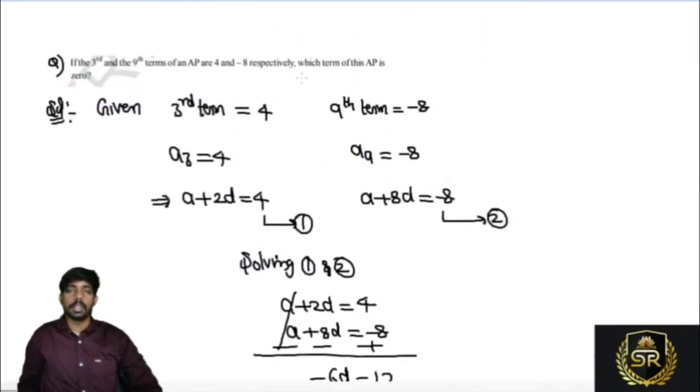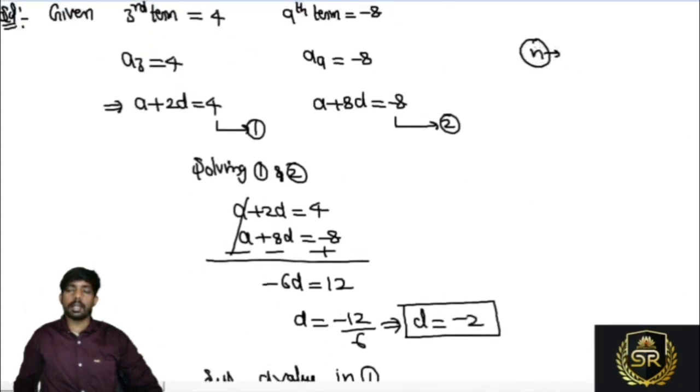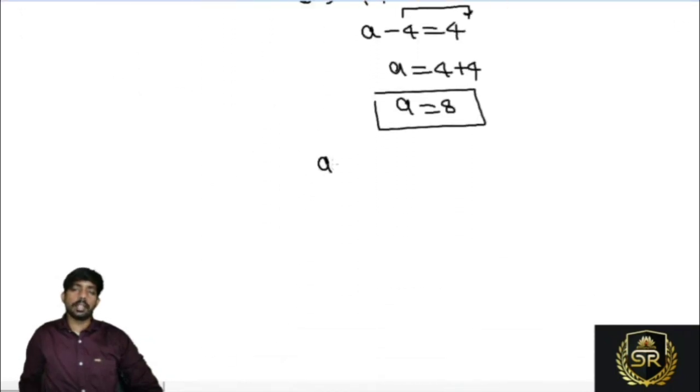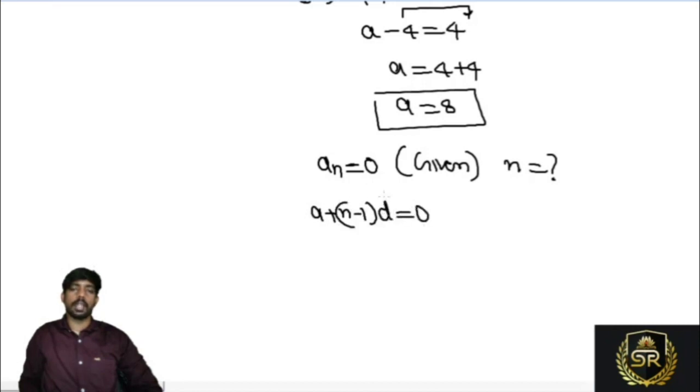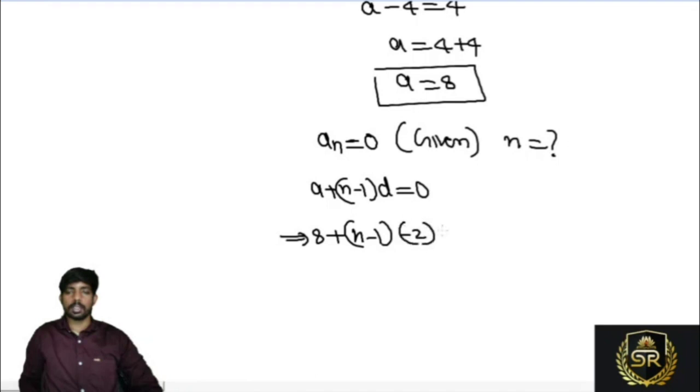And what is it asking? Which term of the AP is 0? That means it is asking at what value of N the 0 term will appear. So assume AN is equal to 0, which is given indirectly. So it is asking what is the N value. So AN is what? A plus N minus 1 into D formula, right, is equal to 0. A we found is 8, and the D value is minus 2, so 8 plus N minus 1 into minus 2 is equal to 0.